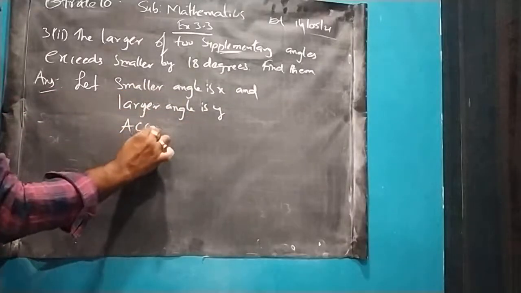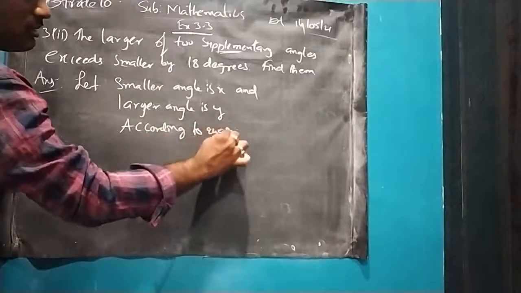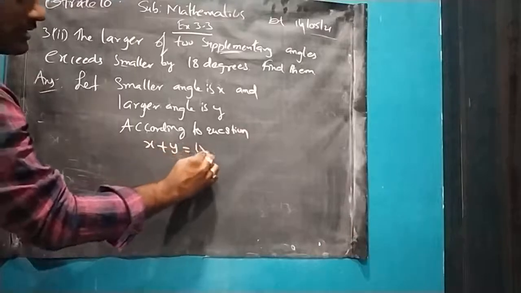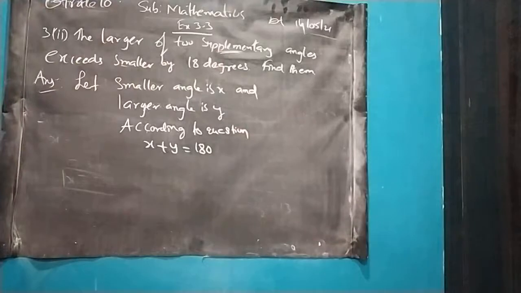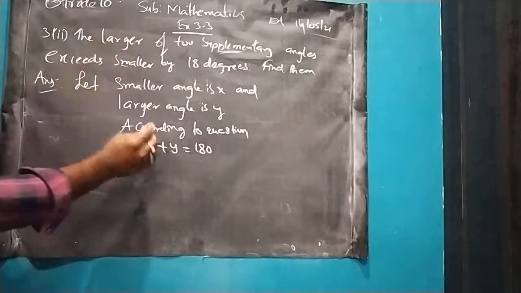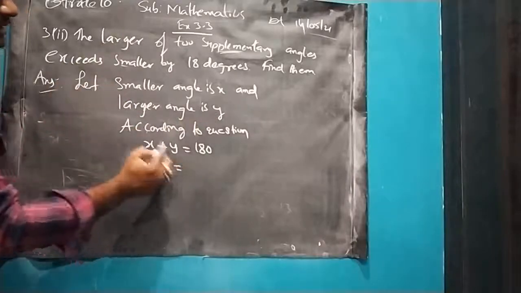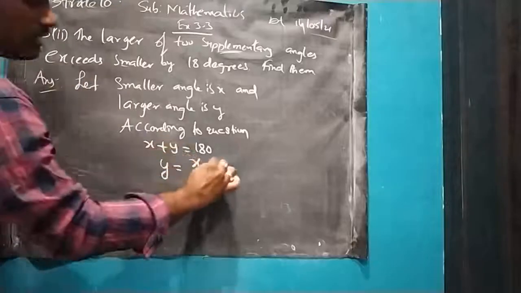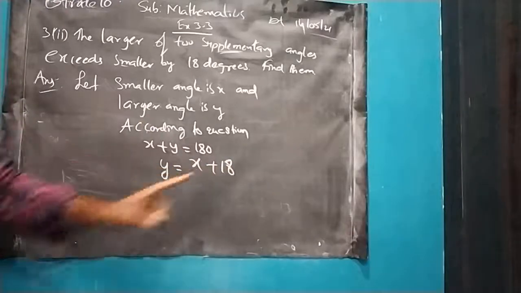According to the question, x plus y is 180 degrees. Why? Because the sum of supplementary angles will be 180 degrees. That's one equation. What is the larger angle here? Y exceeds the smaller angle, exceeds means plus 18 degrees. So y is equal to x plus 18.